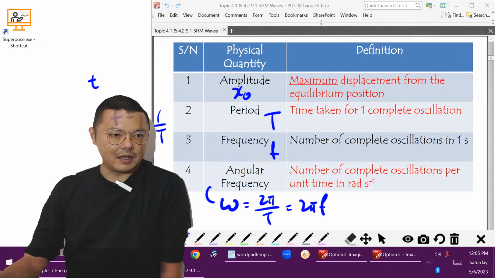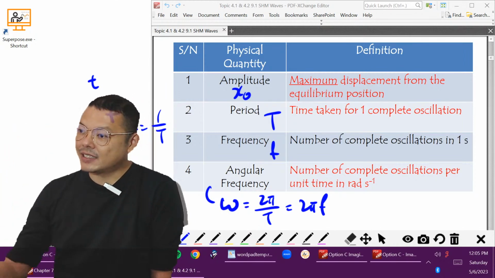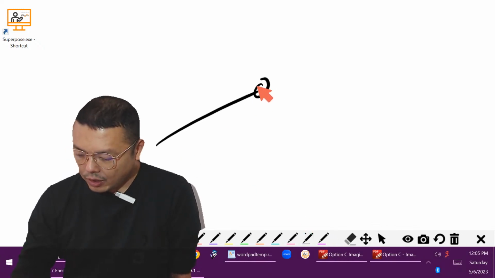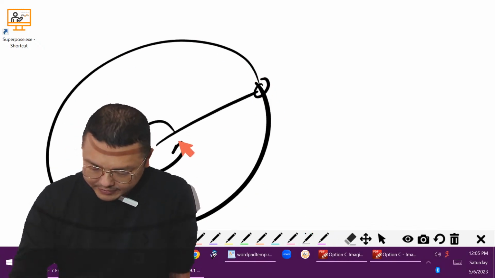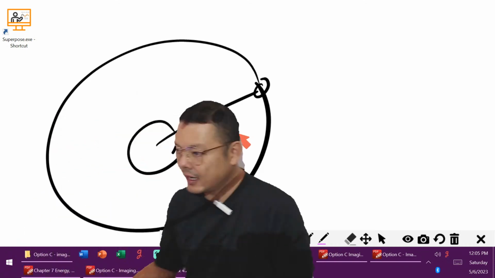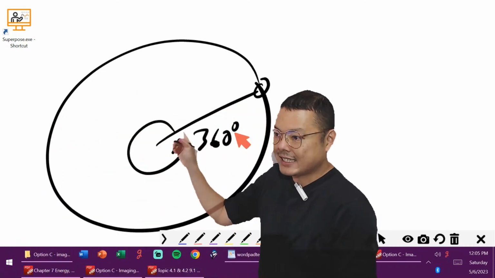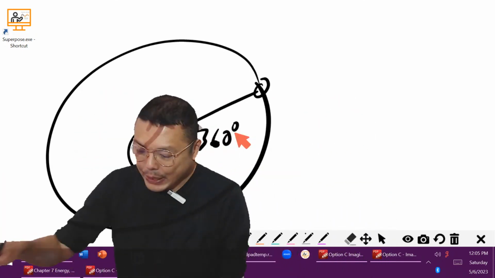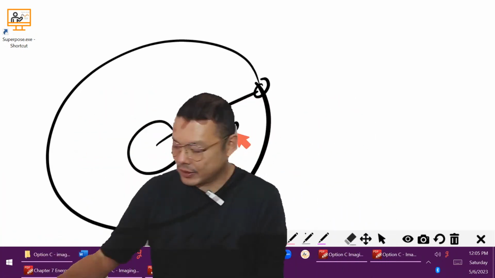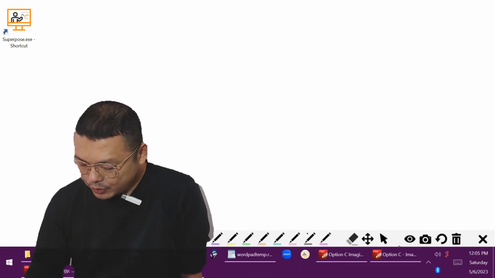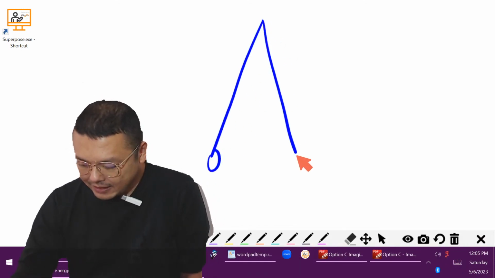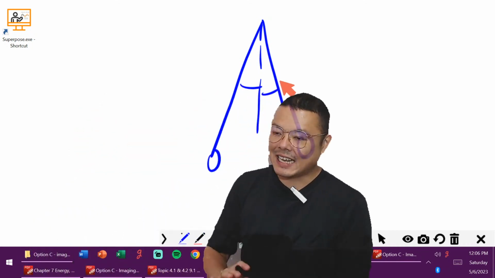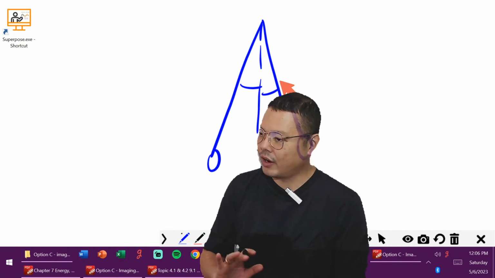Angular velocity in circular motion, yes. Angular velocity was the angle that the object covered in a certain amount of time. It was 360 degrees. That's circular motion, so that's angular velocity. But in this chapter, angular frequency is not a real angle. I must tell you this because you might think, hey, does it mean the pendulum's angle is the angular velocity? That's not at all.